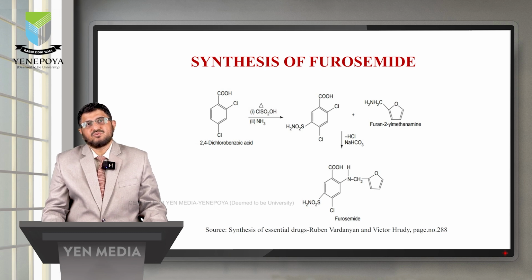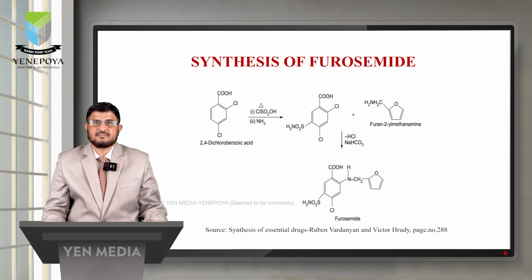We can say 2,4-dichlorobenzoic acid, when heated with ammonia and chlorosulfonic acid, gives an intermediate product. This intermediate product, when treated with furan-2-methanamine in the presence of sodium bicarbonate, gives us furosemide.